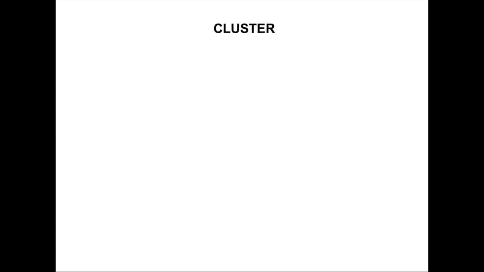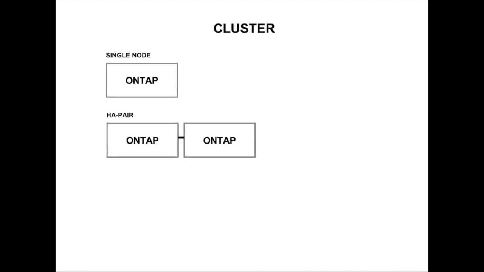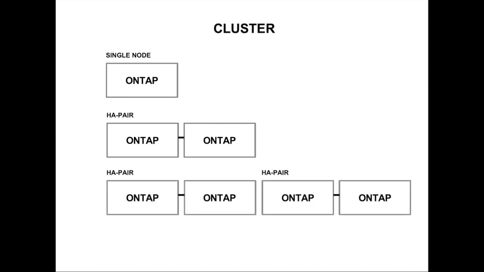Cluster. A node is always part of a cluster. A cluster can be one single node. A cluster can be one single HA pair. And a cluster can be a collection of HA pairs. The absolute maximum number of HA pairs is 12.